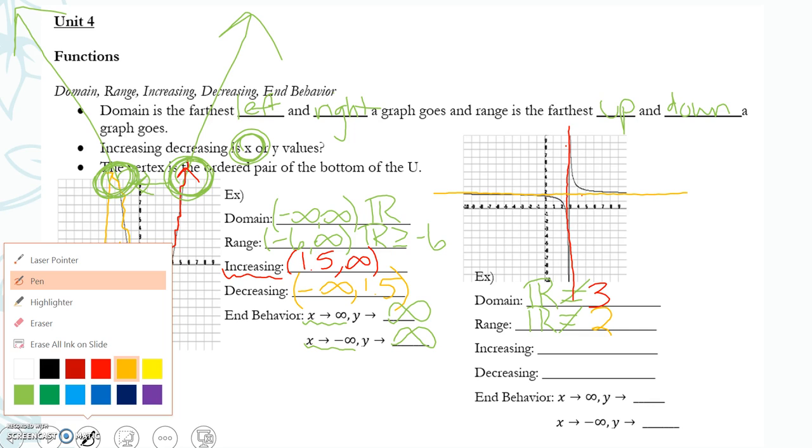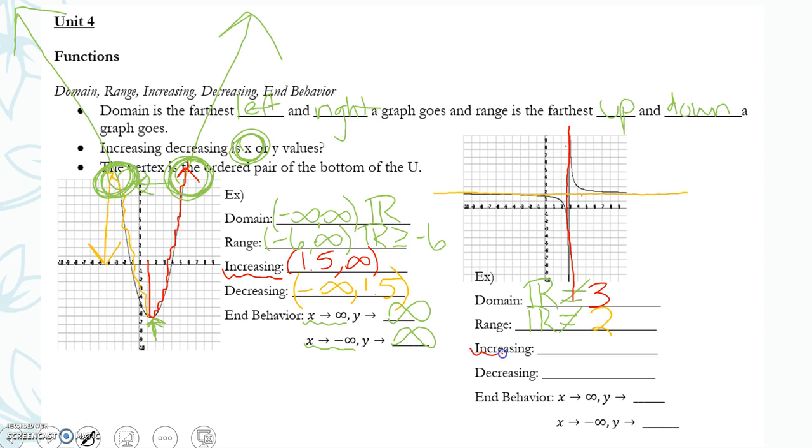So then we ask ourselves, is it going up or down whenever you travel left or right? Generally, these either go all up or all down. So in this case, it is not going up at all. However, it is going down. It's got to be doing one or the other. So this is going down, and that is going down. So I write none for increasing.